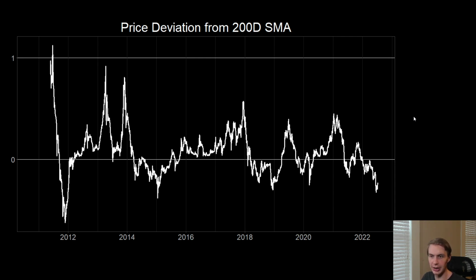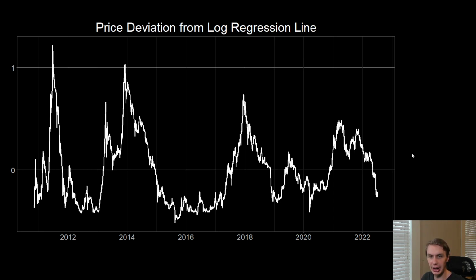And let's look at another way of visualizing this as well. If you're not happy with the 200-day simple moving average as a measure of central tendency, or a central point around which the price will fluctuate, let's talk about deviation from the logarithmic best fit regression line of Bitcoin's price. So that's what I'm graphing here. So 0 again is that fair value line, quote unquote, that a lot of people talk about, just the best fit logarithmic regression line across Bitcoin's price history.